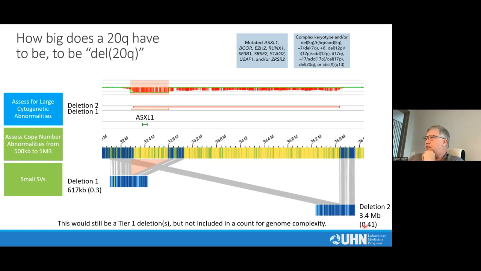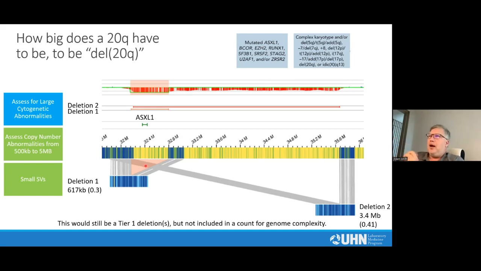And you can see the VAFs on these 2 calls, 0.3 and 0.41. So both too high for them to be the same deletion. They have to be on separate alleles. So the dual deletion involving ASXL1. So, I mean, this is actually really, really interesting. This actually moves this particular categorization from just a deletion 20q to mutated ASXL1.